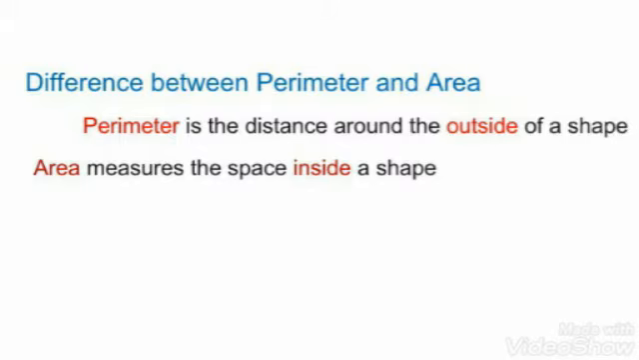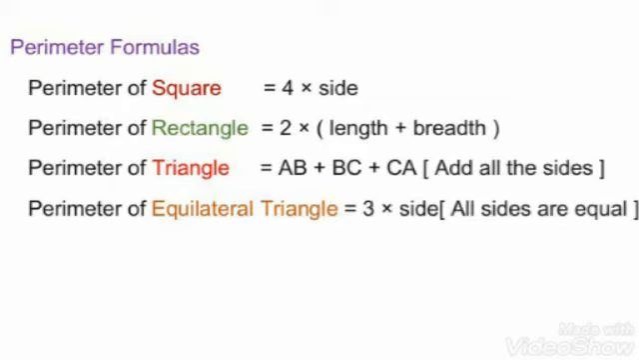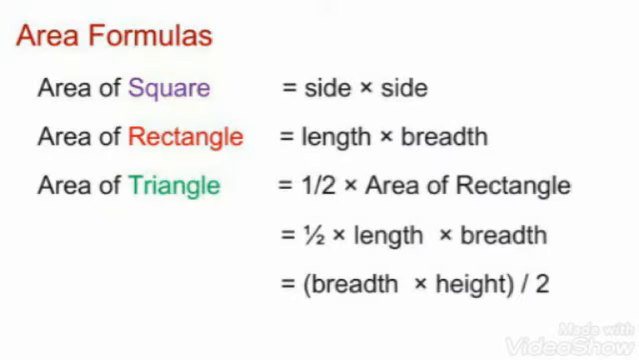Okay. Perimeter formulas. Perimeter of square is equal to 4 into side, because 4 sides are equal. Perimeter of rectangle is equal to 2 into length plus breadth, because 2 lengths are same and 2 breadths are same. Perimeter of triangle is equal to AB plus BC plus CA. All the sides you have to just add. Perimeter of equilateral triangle is equal to 3 into side, because all sides are equal.